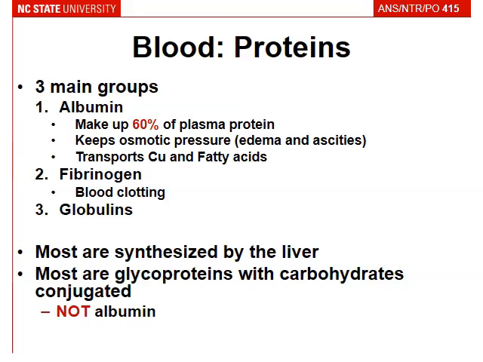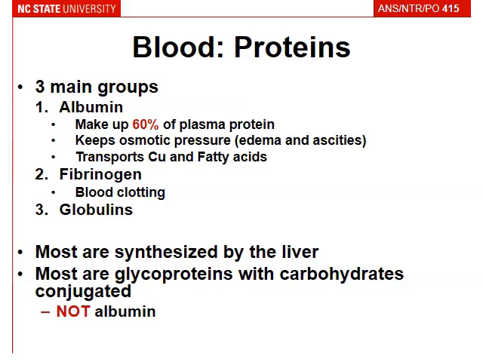Albumin is also important for transporting copper, so this is how our copper is transported in our blood, and it also transports our fatty acids. Our fatty acids don't solely go through our lipoproteins. They can be conjugated to albumin and be transported that way.